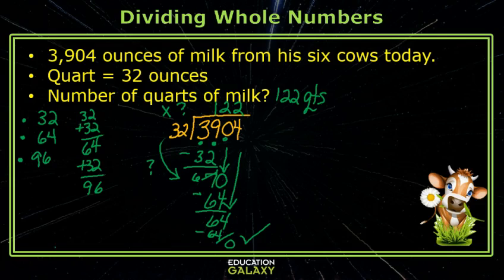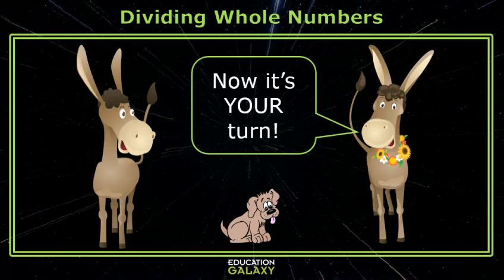So Farmer Fred got 122 quarts of milk from his cows today. Yeah. Okay, kids, now it's your turn to try some problems.